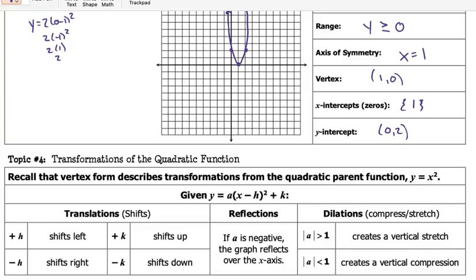Okay, so for topic 4, we're really just going to go back and recall how vertex form tells us how an equation or a quadratic is transforming from the parent. So we talk about up and down or left and right. So let's just take a look at these.